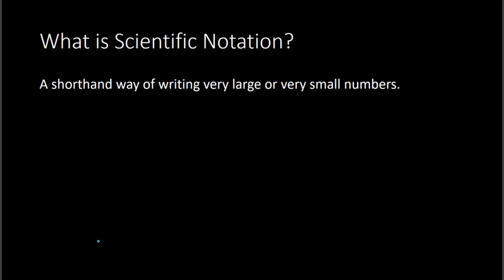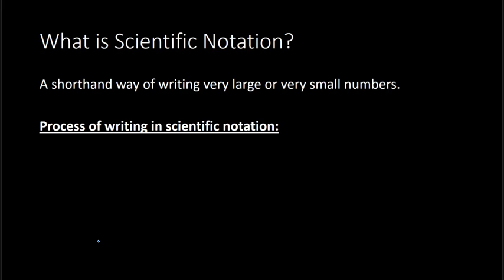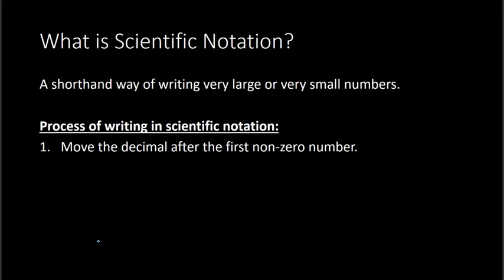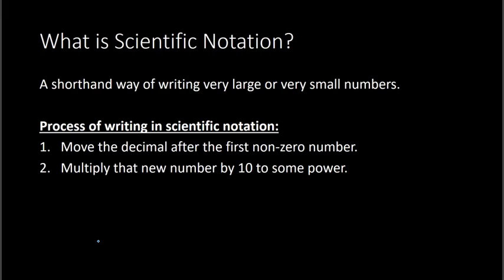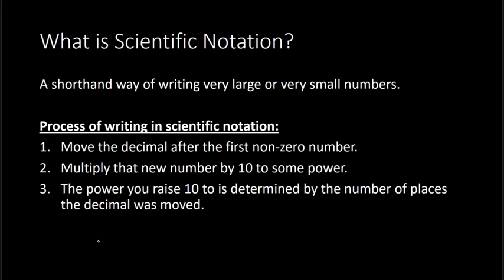So there's a process that we have to write something in scientific notation. The process is as follows. You begin by moving the decimal after the first non-zero number. And then from there, you're going to multiply that new number by 10 to some power. And the power you're going to raise it to depends on the number of places the decimal was moved.